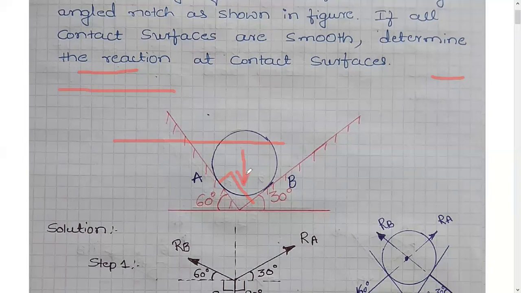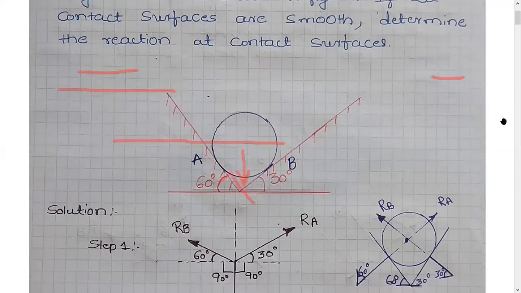Now, as we discussed yesterday, before solving any problem, we have to follow the procedure. First, we have to draw the free body diagram. Then we have to check whether we can apply Lami's theorem or not. If not, we have to go for applying the equations of equilibrium. Then we have to resolve to get the unknowns.